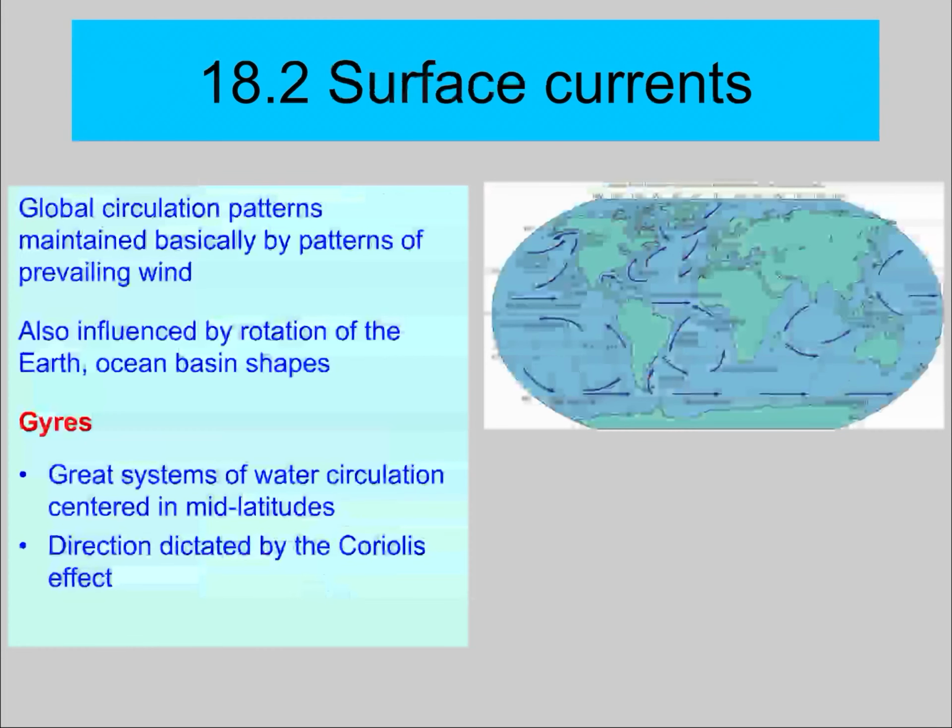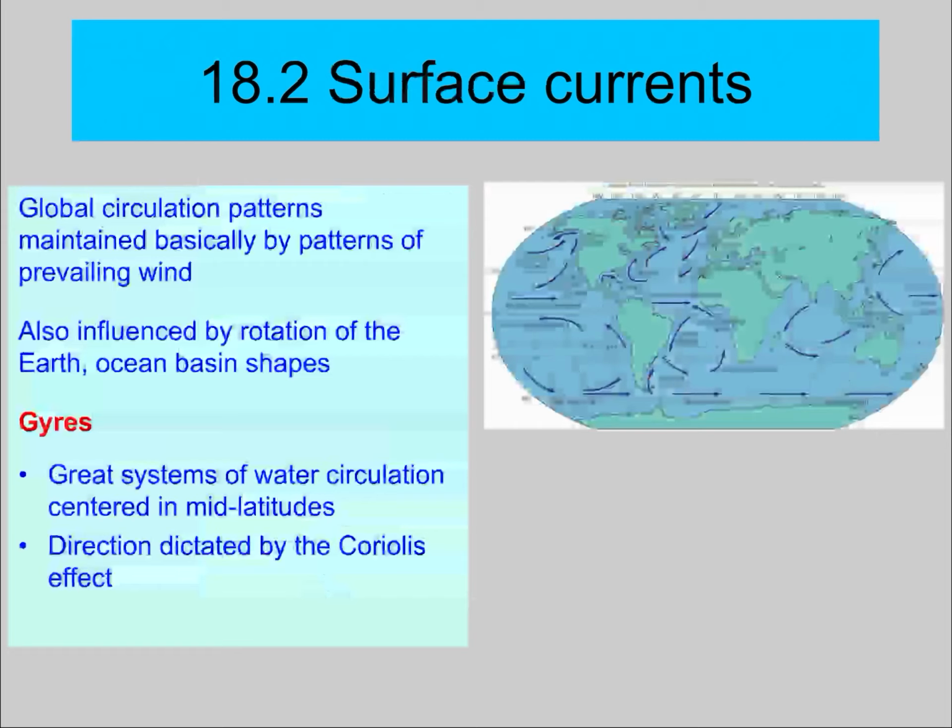The other type is your global circulation patterns, maintained basically by patterns of the prevailing winds. Prevailing means they're always going to blow in one direction. They're influenced by the rotation of the earth and ocean basin shapes. Looking at this image, you have the different types of currents indicated by the blue arrows. If you've ever watched Finding Nemo, he talks about the East Australian current, where they just ride along like they're inner tubing. Those are the same types of currents we're talking about. There's the Gulf Stream current, the one around the Gulf of Mexico, and some along the east coast and the west coast.